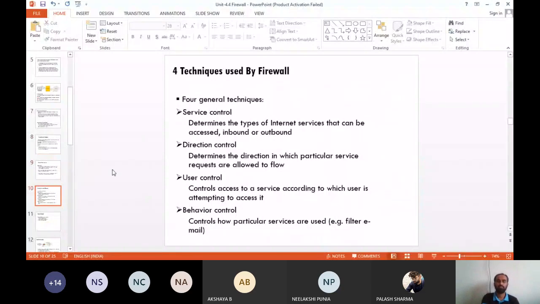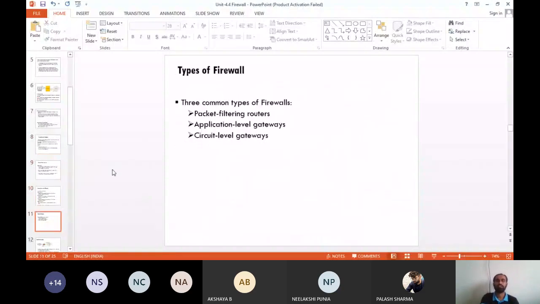In the next session, let's take up the types of firewalls.